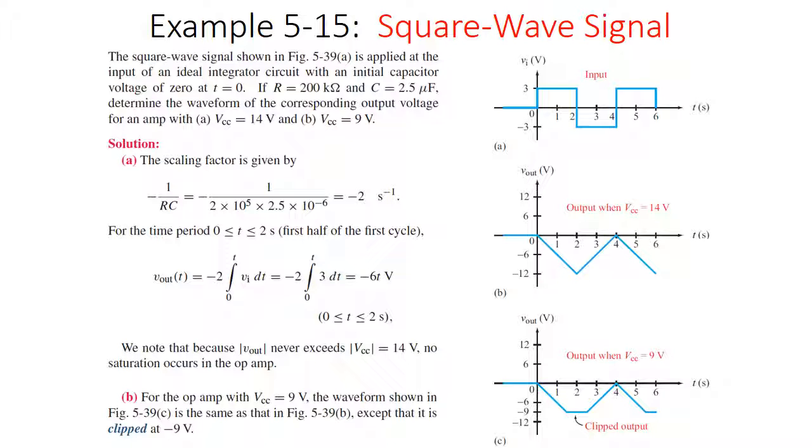So you're going to get a negative and a negative, which is going to give you a positive slope up from 2 to 4. You're going to get a negative times a positive, so you're going to get a minus slope down from 4 onto 6. And so we've done that with the output of 14 volts in B. We can do the exact same thing with the 9 volts.